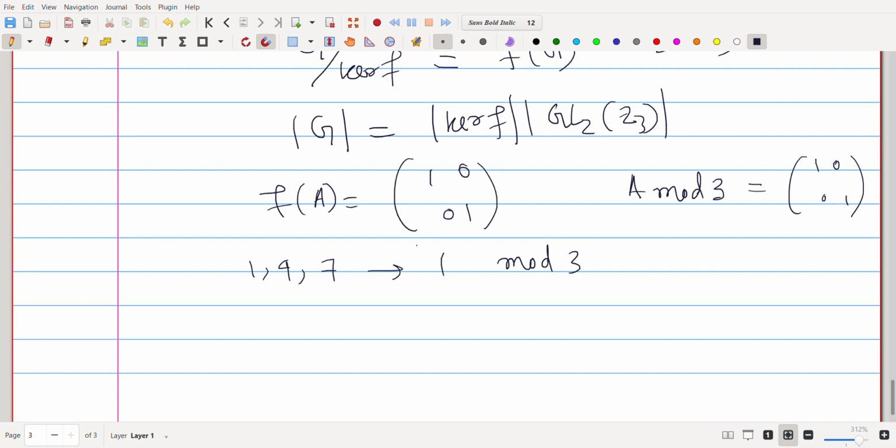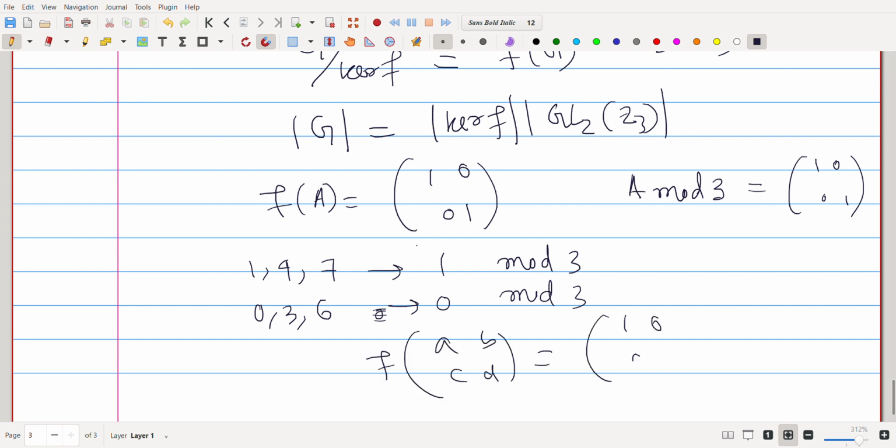Now what are the elements inside Z9 that go to 1 under this map? So 1, 4 and 7, these are 1 mod 3, and 0, 3, 6, this is congruent to 0 mod 3. So hence F of (A, B, C, D) is (1, 0, 0, 1).